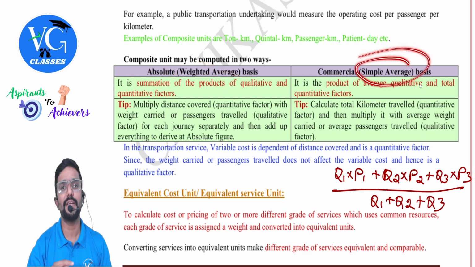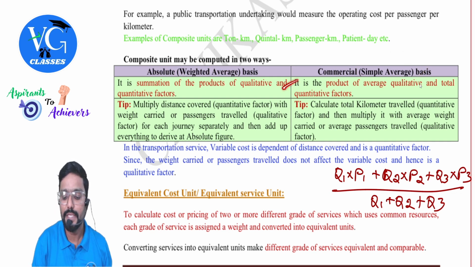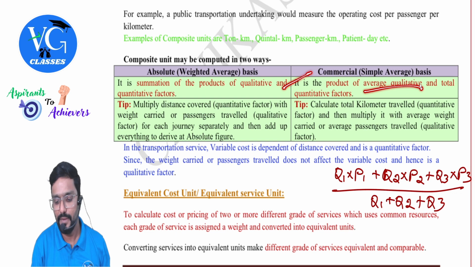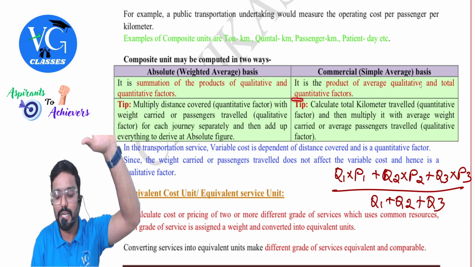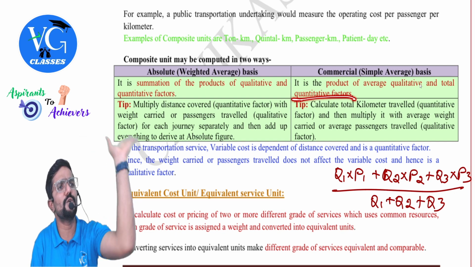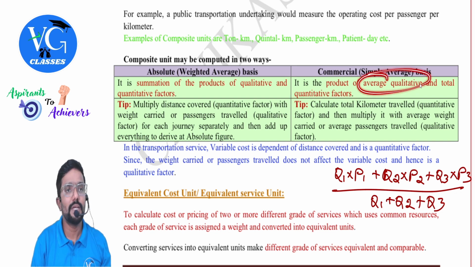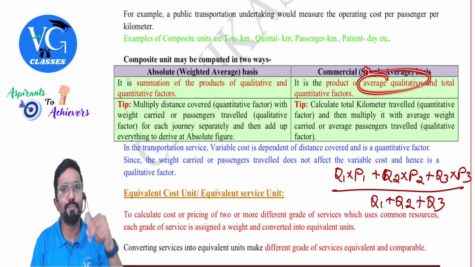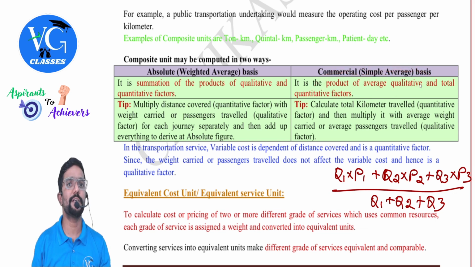Now coming to simple average or commercial basis. Sir, what is it? It is a product of average qualitative and total quantitative factor. Means you do like this. First calculate total quantitative factor, means total kilometers traveled. Then you need to calculate average weight carried or average passengers traveled. Then you multiply both.